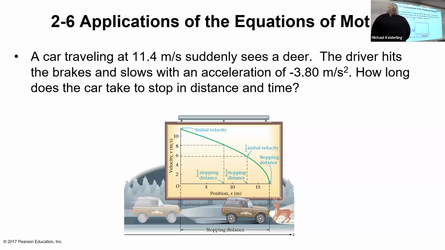And that comes up to, well, 11.4 squared is what, 129.96, so negative 129.96 over negative 7.6.